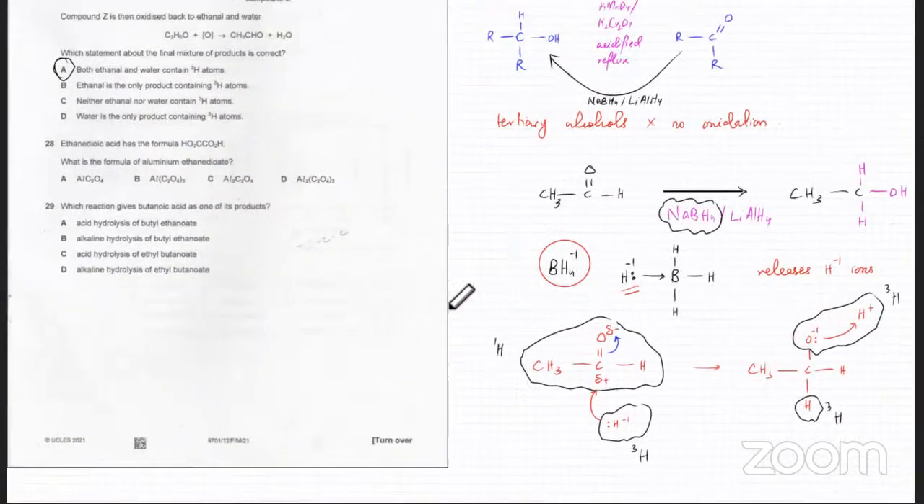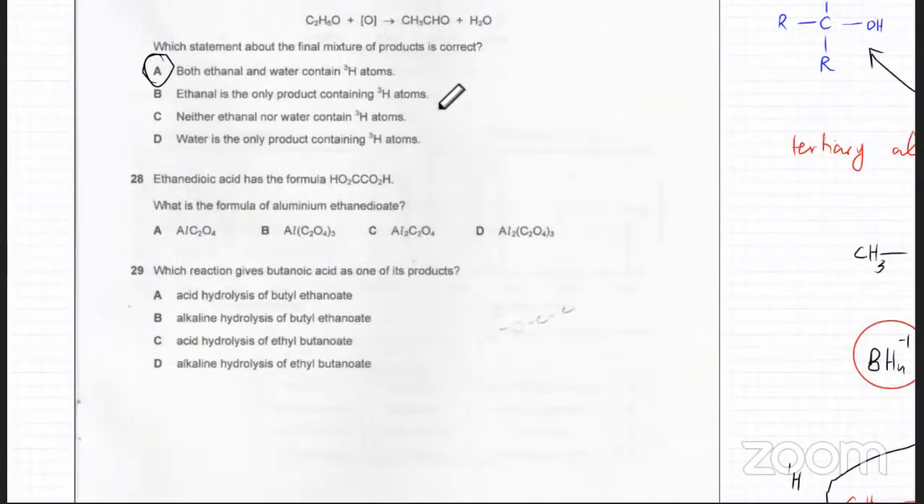But let's quickly go through all the options. Ethanol is the only product containing H3 atoms. No, the other one can also contain H3 atoms. Neither ethanol nor water contain H3 atoms. That's definitely wrong. Water is the only product containing H3 atoms. Which final mixture? So both of them can contain H3 atoms. That's the only option that kind of looks correct. Is this question clear?